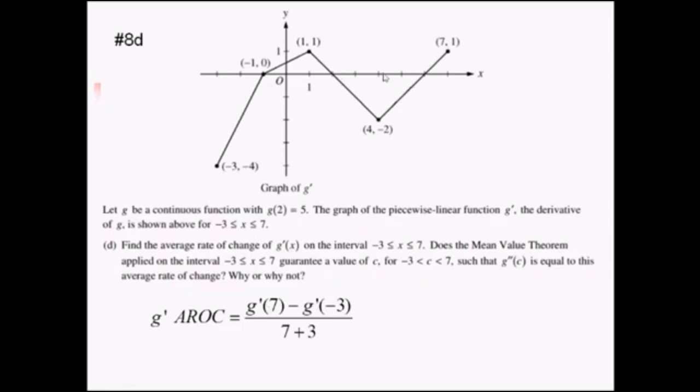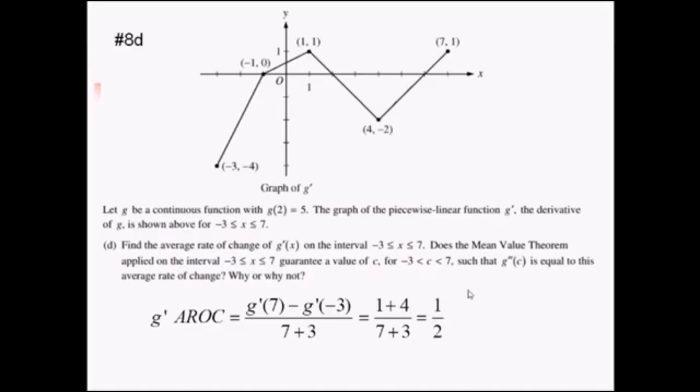So g prime of 7, that's just going to be the y value there of 1. For negative 3, we've got a y value of negative 4. So we've essentially got 1 plus 4 over 7 plus 3, which, if we wanted to, we could reduce to 1/2. We actually don't even need to do any part of this problem, but why not?